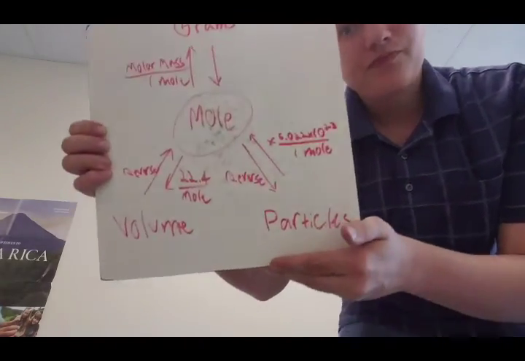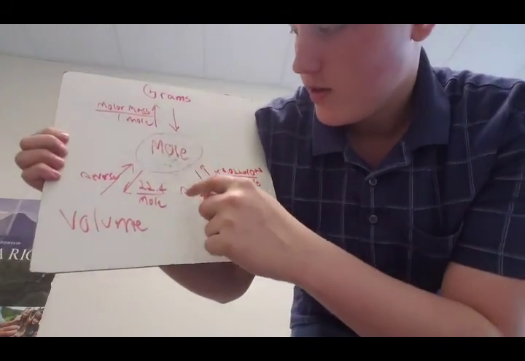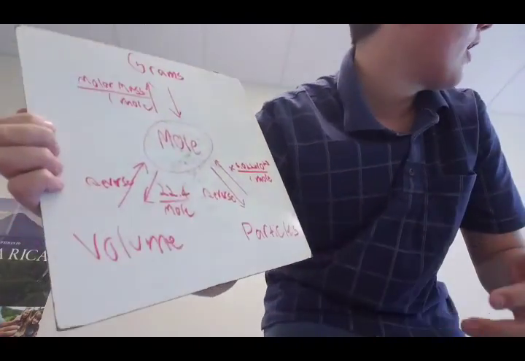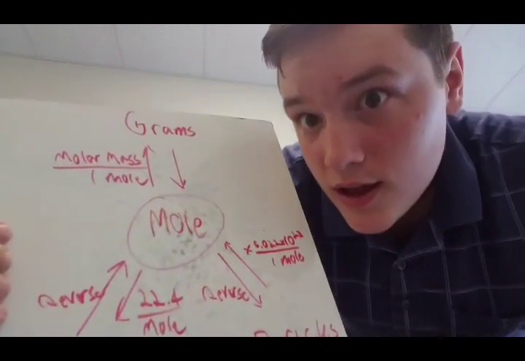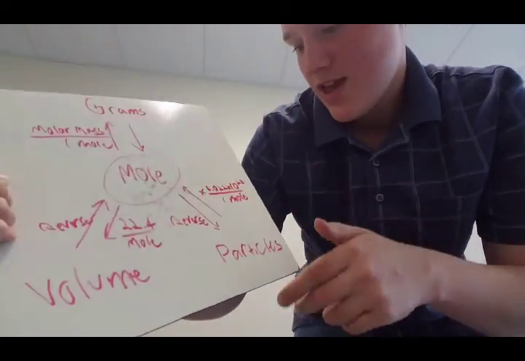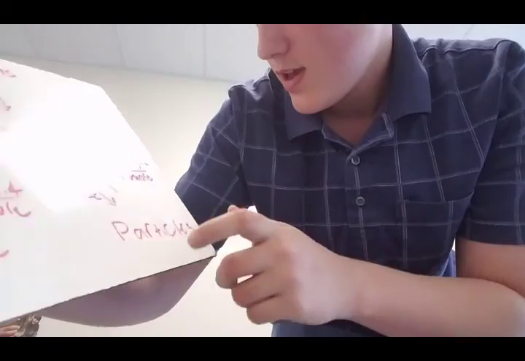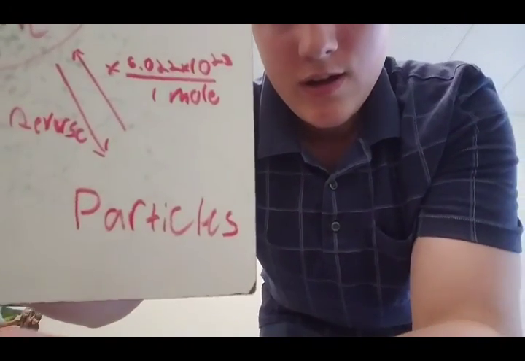Moles to volume, you put 22.4 over how many moles there are, and reverse it like the previous one for volume to moles. And you already know about particles to moles.